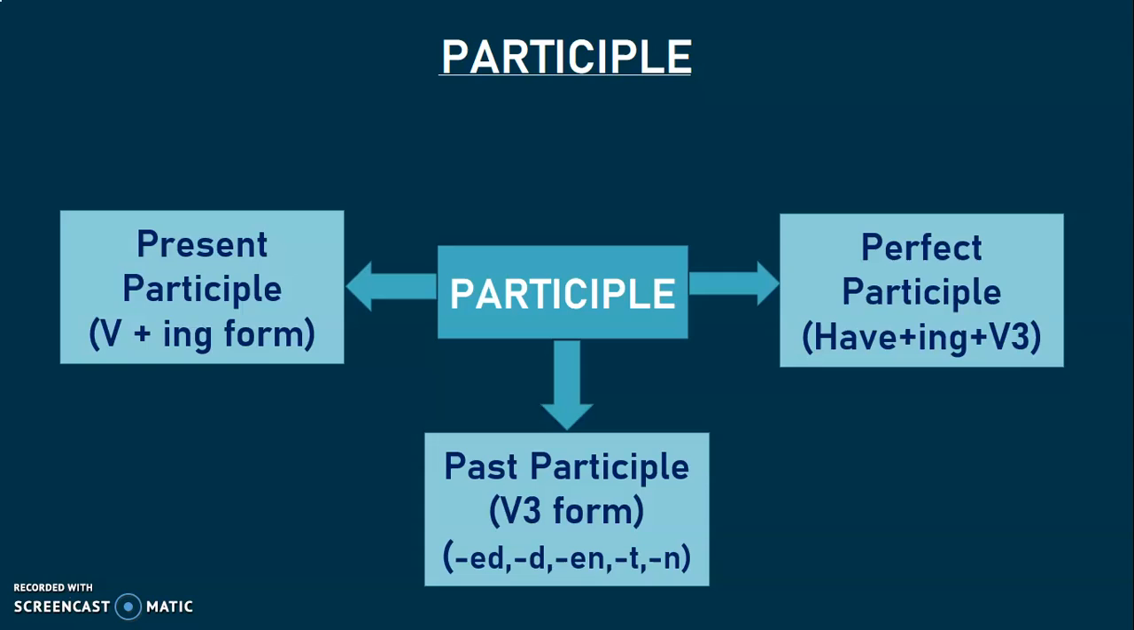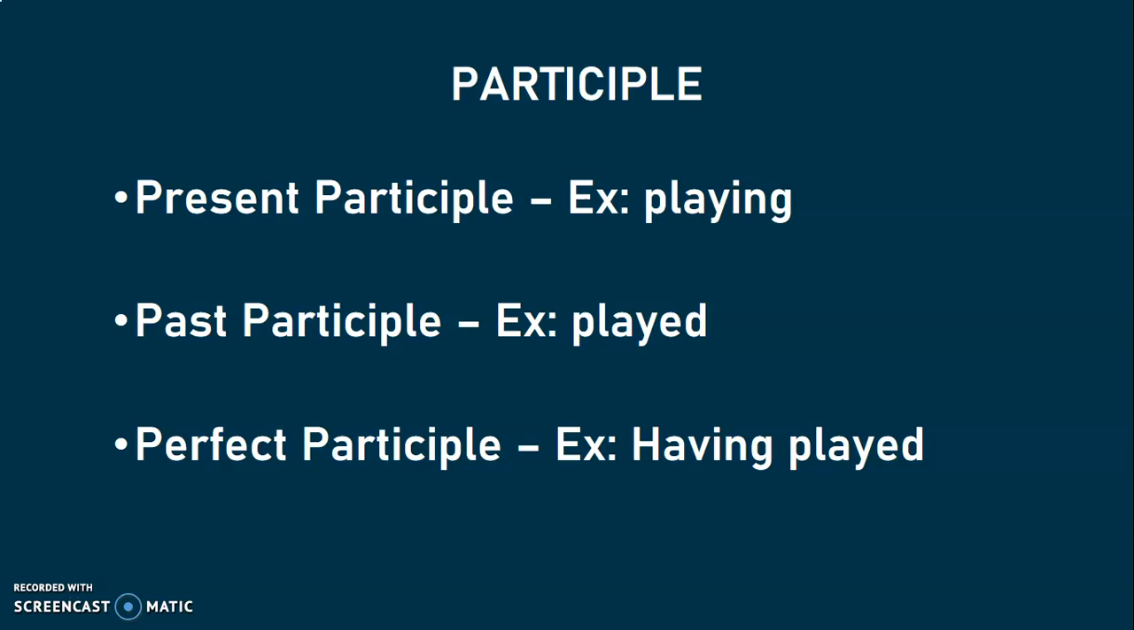Every finite verb has four forms: V1, that is present tense; V2, past tense; V3, past participle; and V4, present participle. There are examples for each type. Play is the root verb. With that ing is added, it is present participle. Played, past participle. Having played, perfect participle.